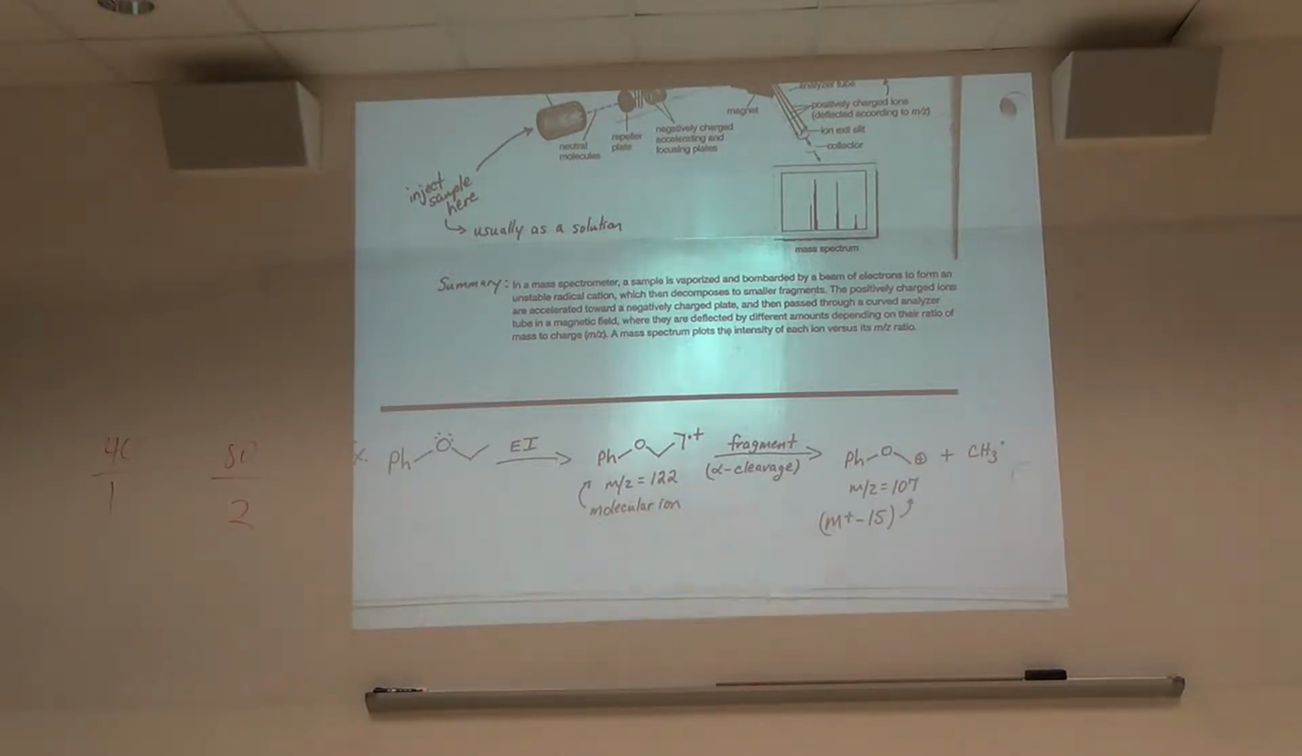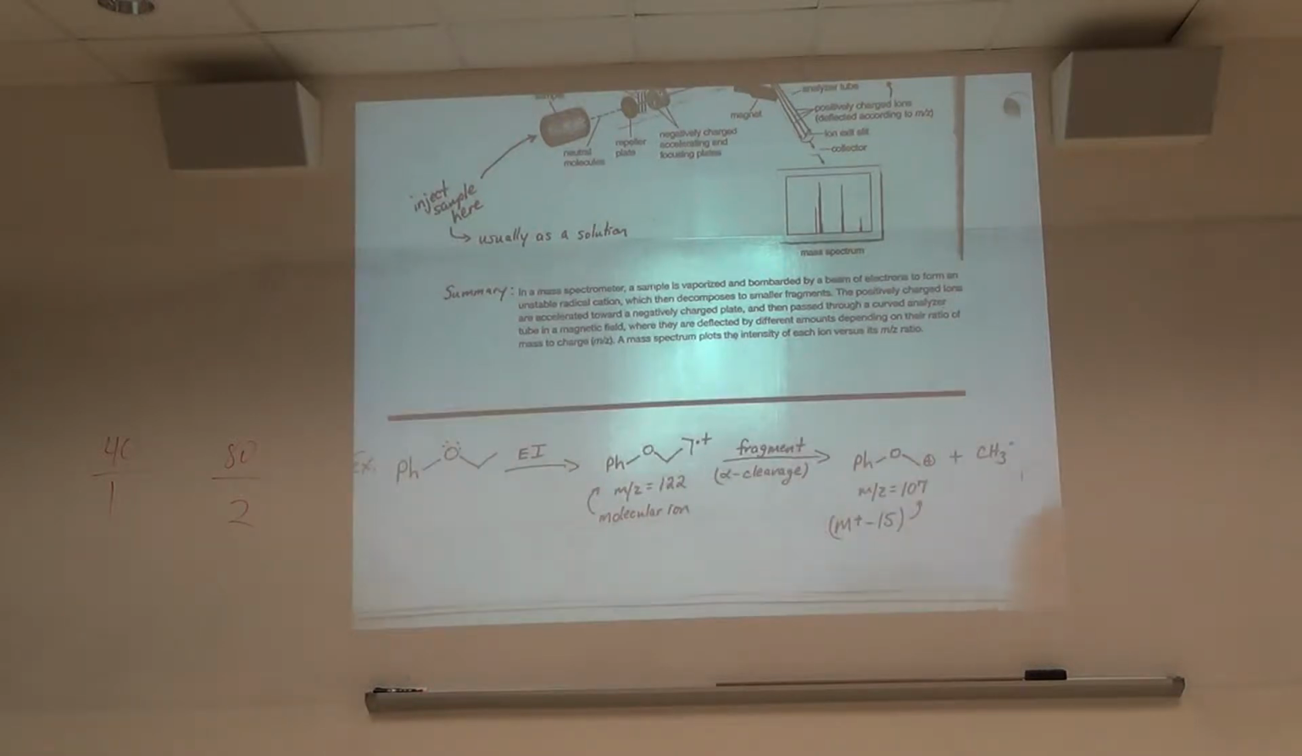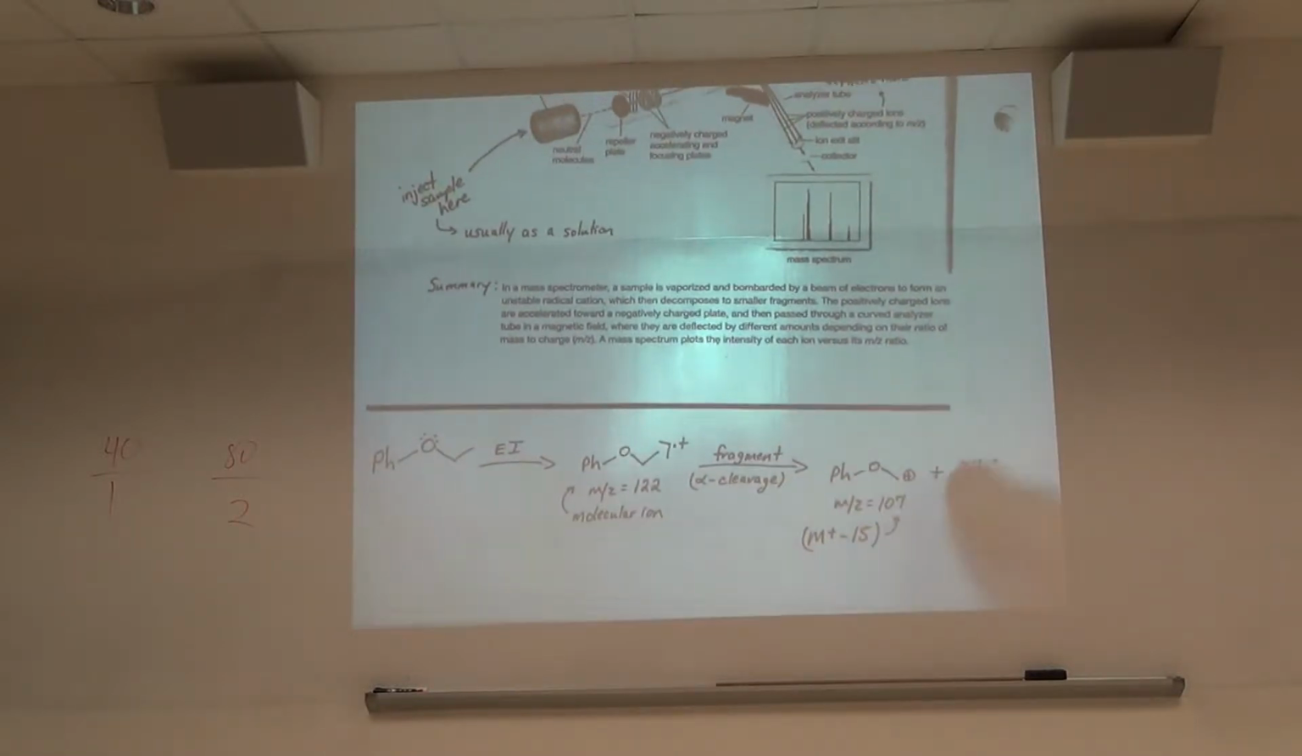Because there's other ways for it to cleave. We will predict the best way to cleave. Just like in IR, you see lots of other peaks that we usually don't assign, mostly in the fingerprint. You'll see lots of peaks we don't assign in mass spec also. But we will get the information we want.